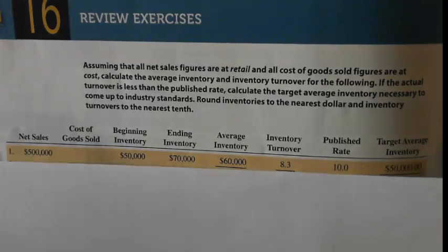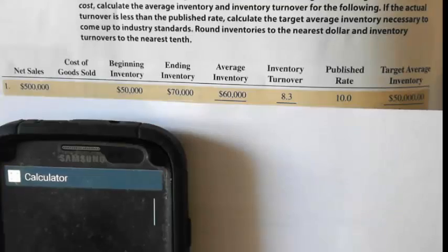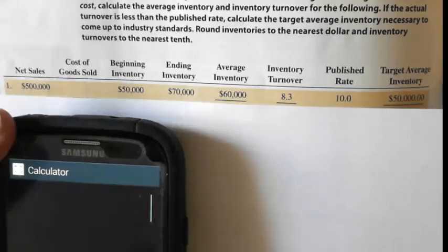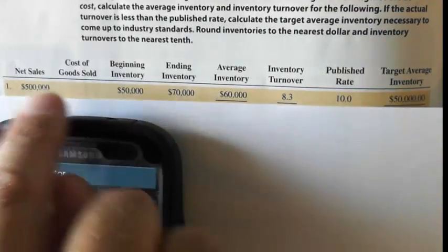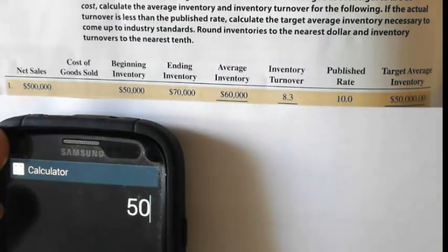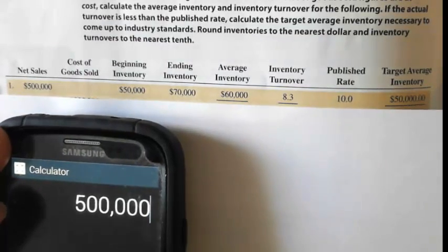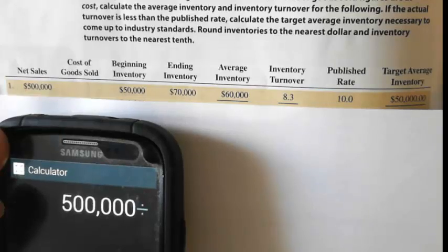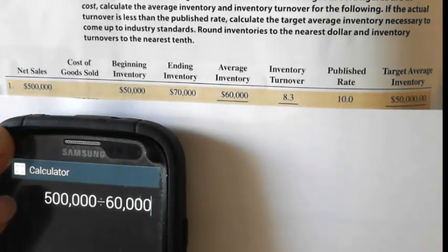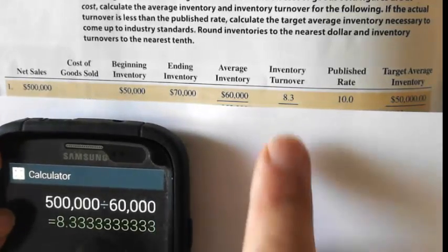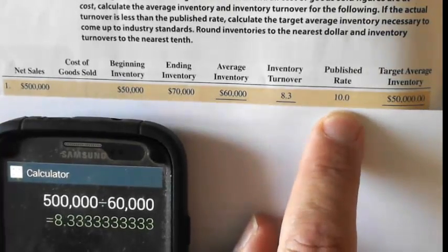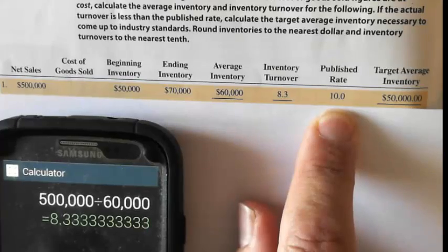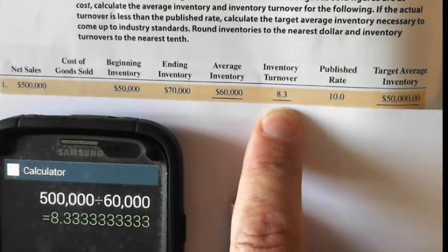So then you take our calculator and to get our inventory turnover rates, you take your net sales and divide by your average inventory. Okay, and just round. Now the published rate is 10%. So we're a little under that, or this business is a little under that.